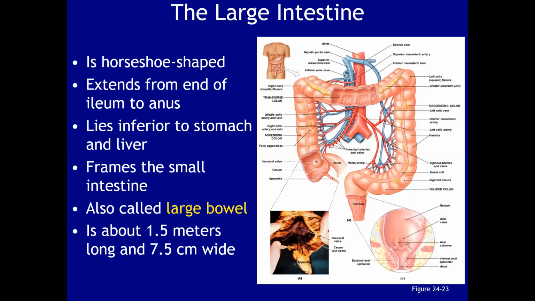Right, now moving on to the large intestine. It is large, it's a large horseshoe-shaped structure. It's about 1.5 meters in length. It goes from the end of the ileum, as you can see right here, the end of the ileum. It frames the small intestine. Remember, the small intestine has been removed from this image so that we can actually see the large intestine in detail. And sometimes it's called the large bowel.